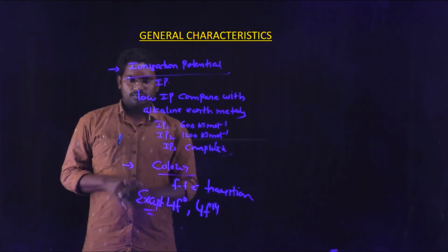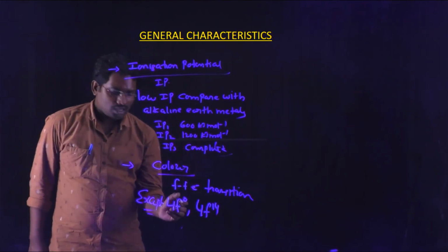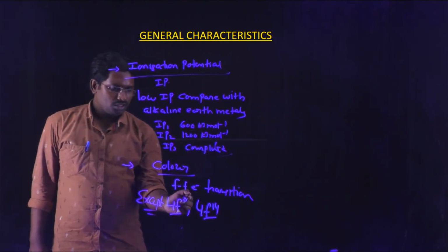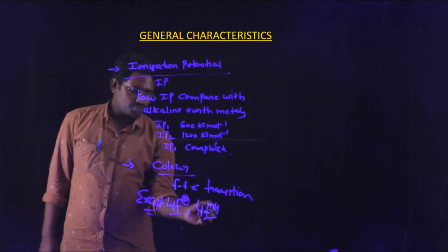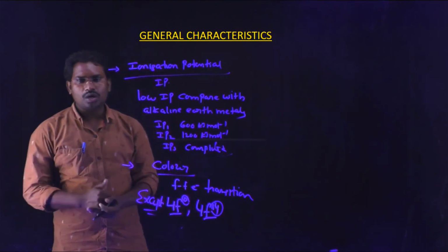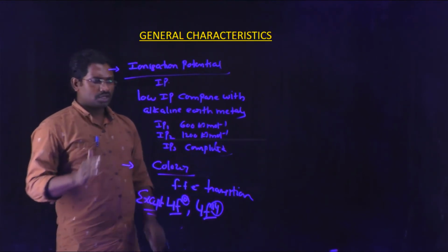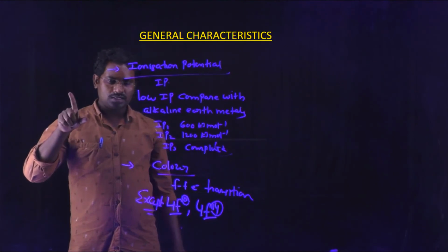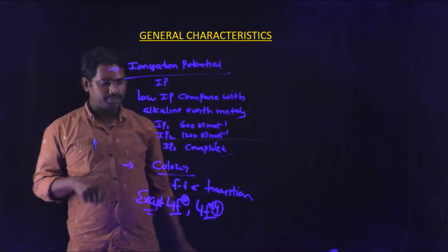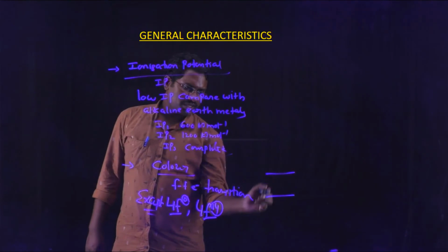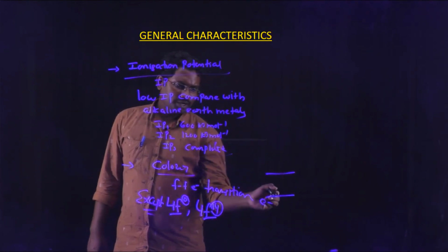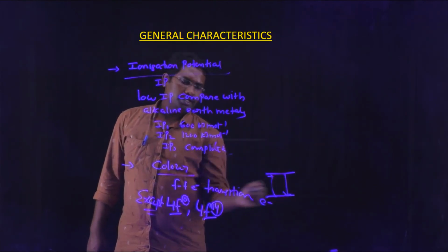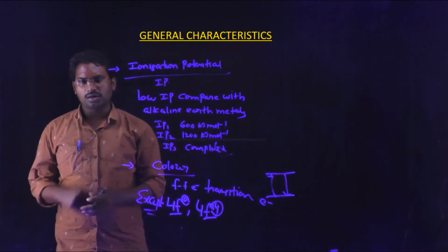The elements having 4F0 and 4F14 do not exhibit any color, because in 4F0 the subshell is vacant, and in 4F14 it is completely filled, so there is no unpaired electron. If the FF electron transition takes place, a minimum of one unpaired electron is required. When the electron is in the ground state, it absorbs some radiation and is promoted from the ground state to the excited state, and it comes back from the excited state to the ground state.